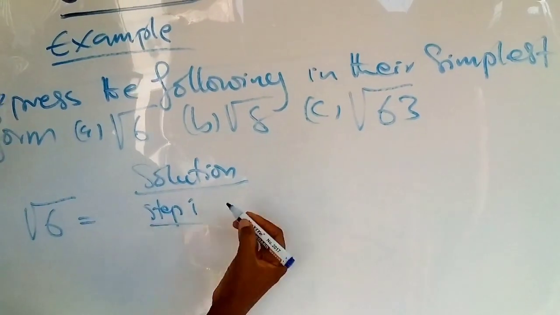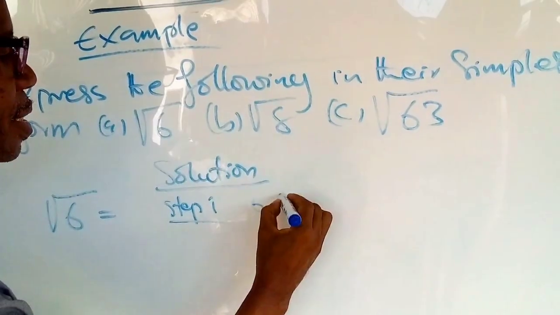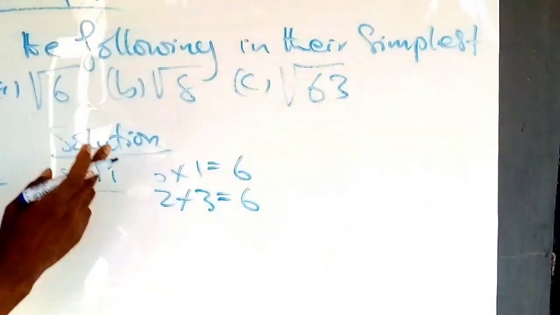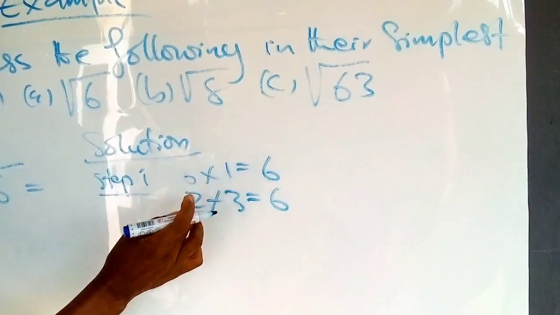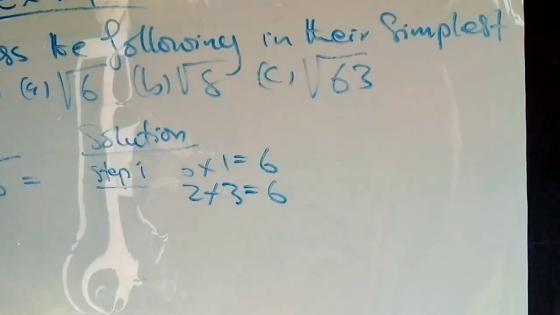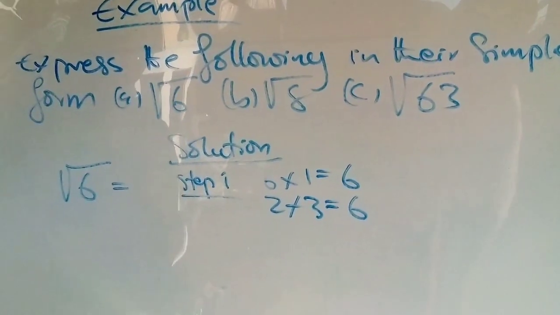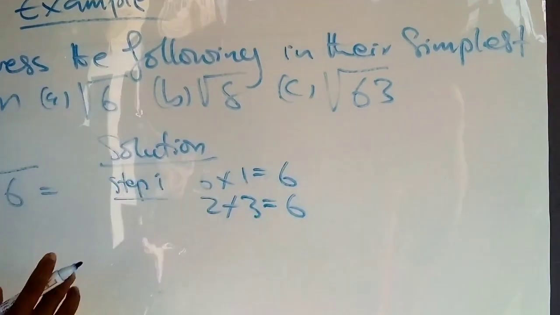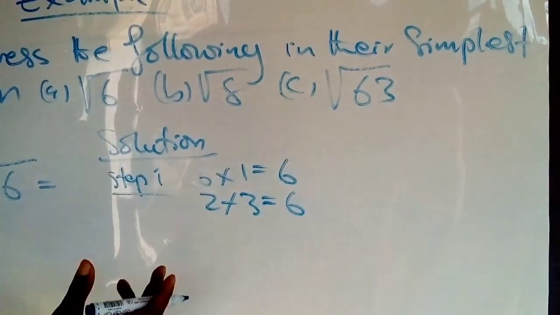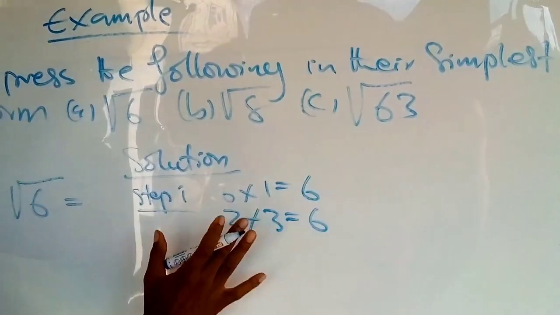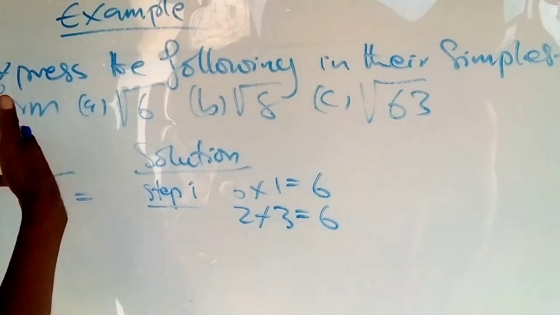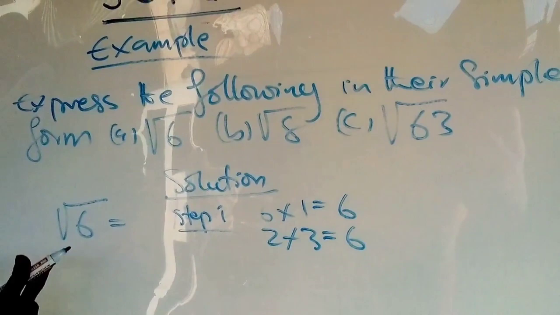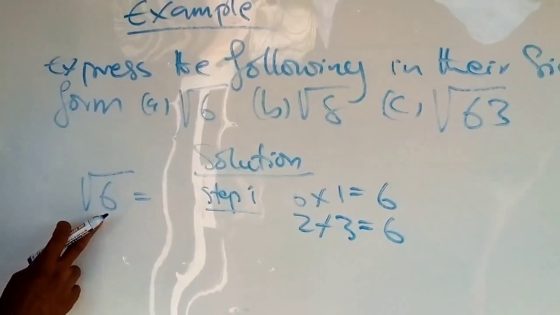You have 6 times 1 is what? 6. 2 times 3 is also 6. That means the factors of 6 are 6, 1, 2, and 3. Now, if you look at this very carefully, out of these factors of 6, is there any one that is a perfect square? You find out that there's no perfect square here. 6 is not a perfect square. It's not among the list I gave you before. 1 is not there. 2 is not there. 3 is not there. Invariably, root 6 cannot be simplified. It remains the way it is.